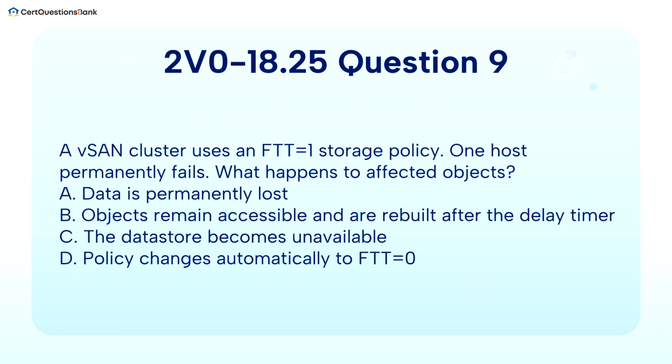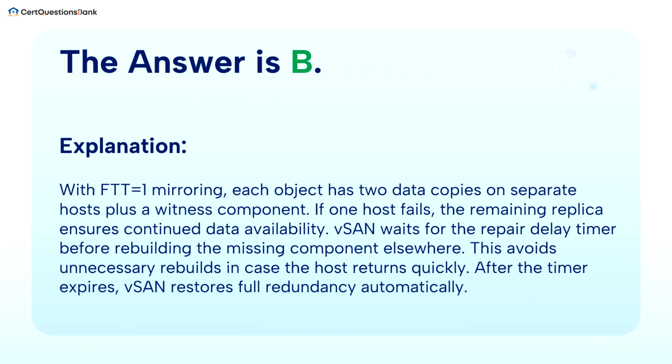A vSAN cluster uses an FTT=1 storage policy. One host permanently fails. What happens to affected objects? A. Data is permanently lost. B. Objects remain accessible and are rebuilt after the delay timer. C. The datastore becomes unavailable. D. Policy changes automatically to FTT=0. The answer is B.